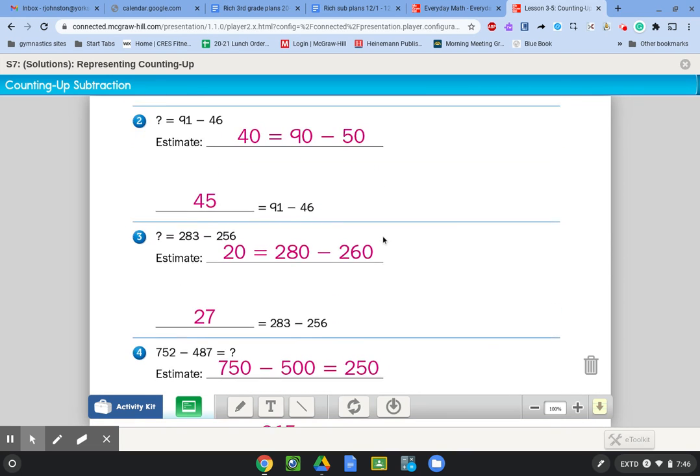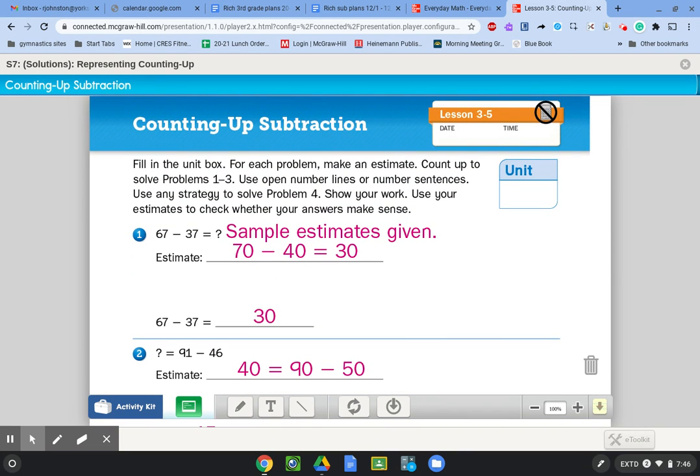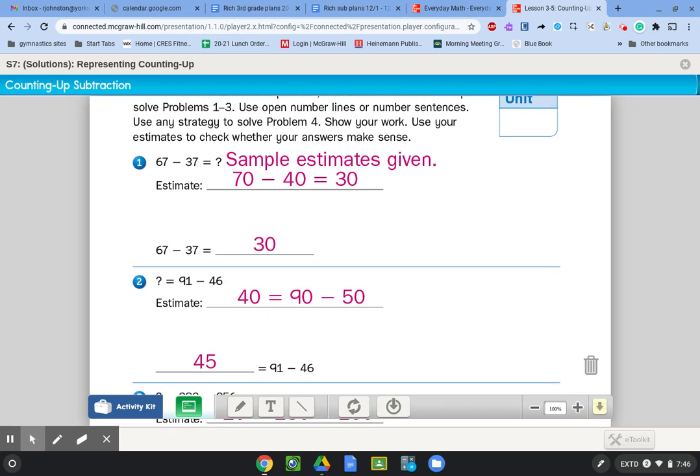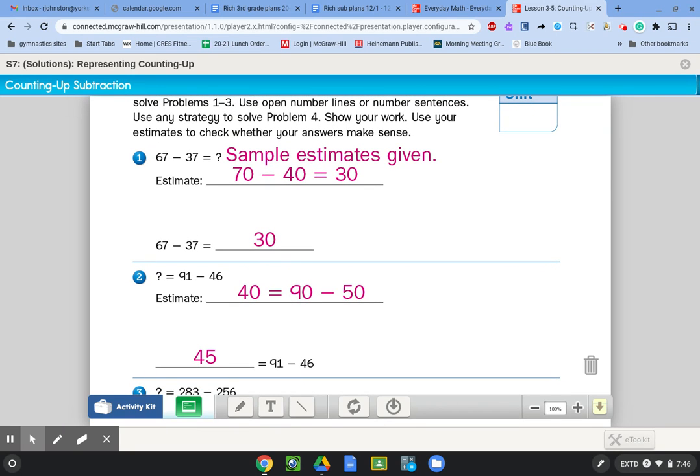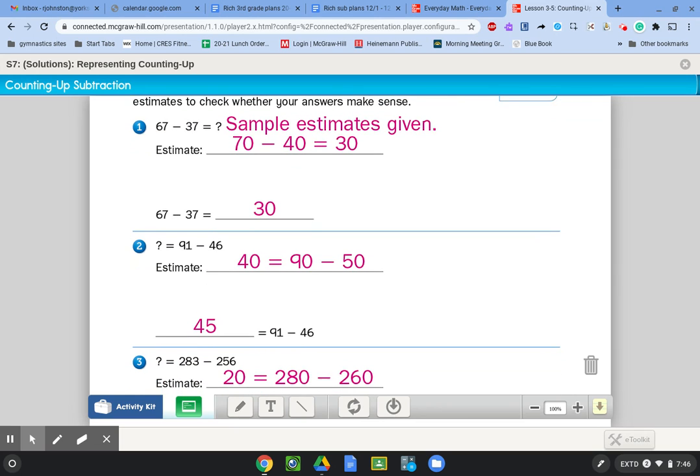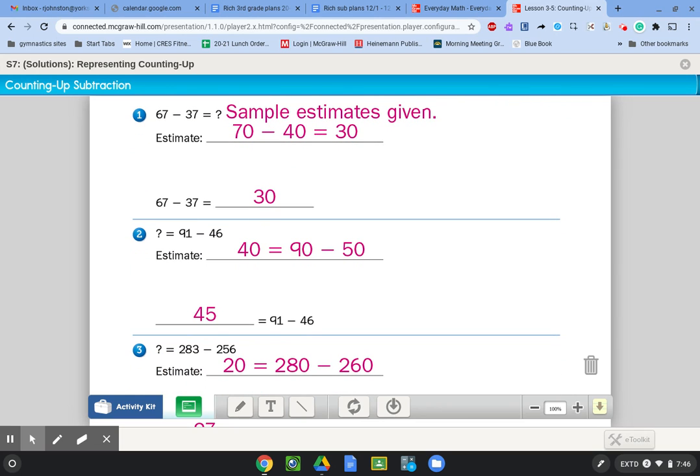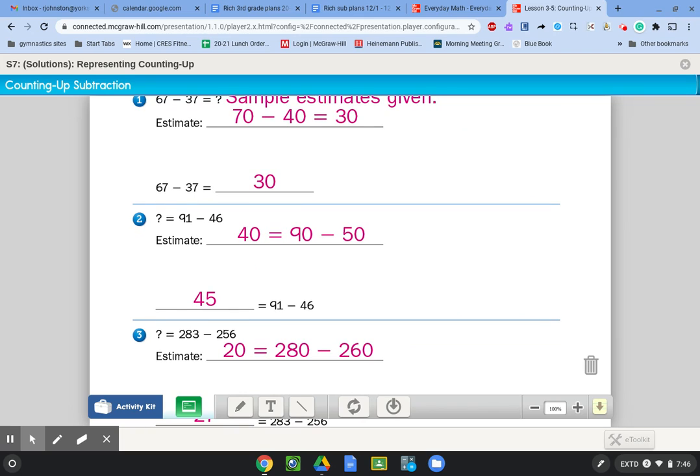So check your answers over. Raise your hand and get help if you need it. Go back and look if you got it wrong and try to figure out on your own why you got it wrong. But if you can't, that's what your teacher is there for, to help you figure it out. Here's the answer to the first 3.